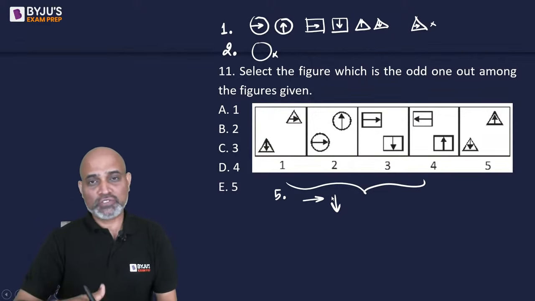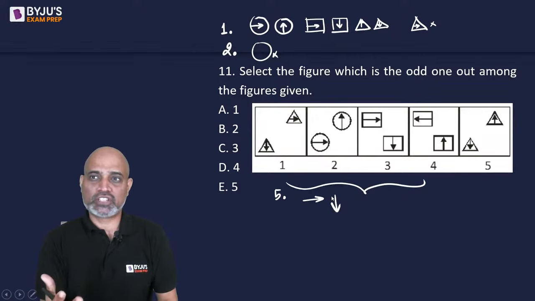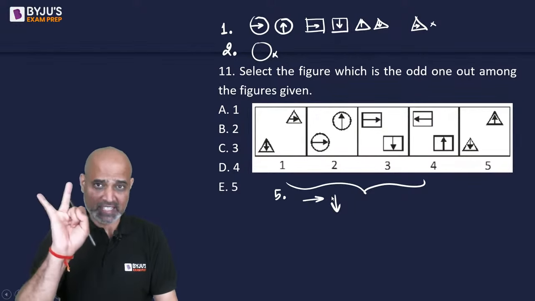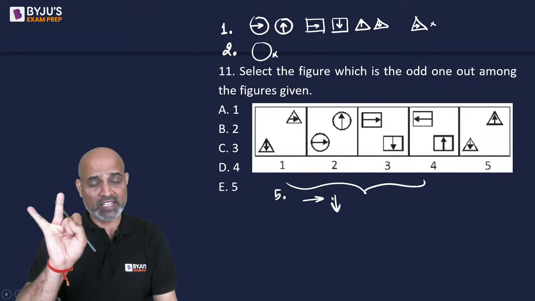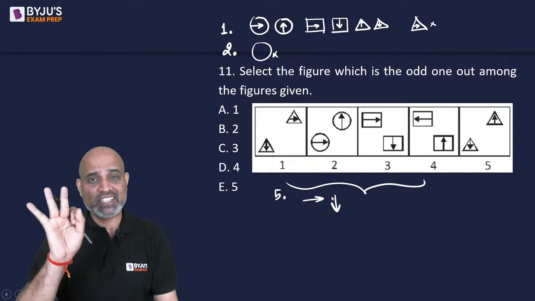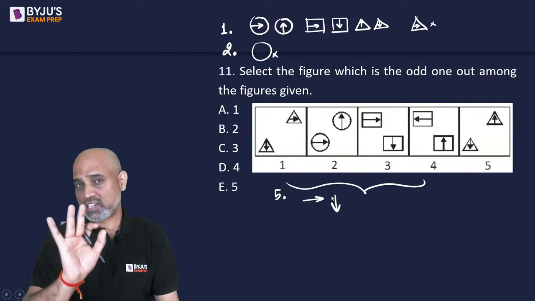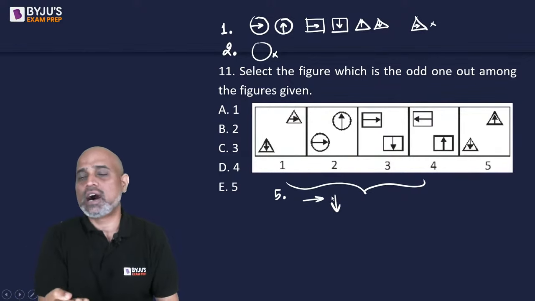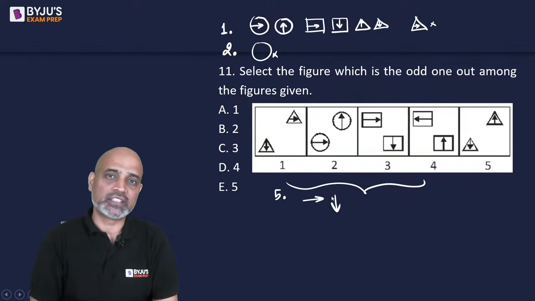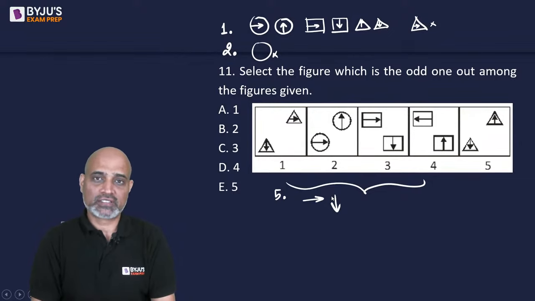So which out of these three logics do you find more concrete? Is it the symmetry? Is it the shapes made up of straight lines? Or is it the arrow pointing? Which is the stronger argument, or stronger reasoning? Relatively, the reasoning is right in all three.